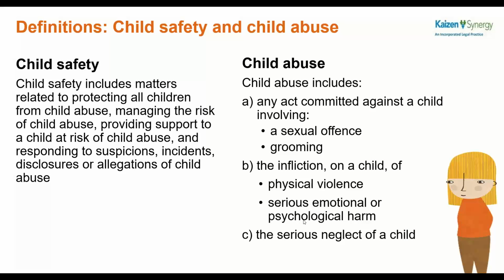So let's have a look at the overview of the child safe standards. Child safety includes matters related to the protection of all children from child abuse, managing the risk of child abuse, providing support to a child at risk of child abuse, and responding to suspicions, incidents, disclosures, or allegations of child abuse as well.